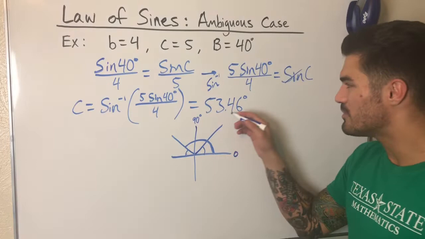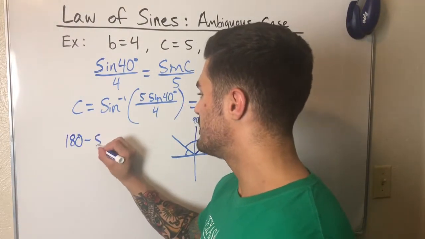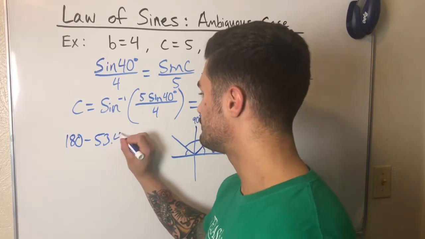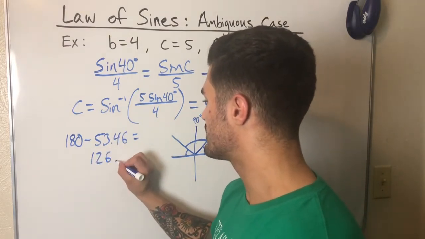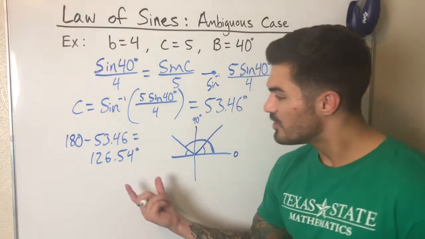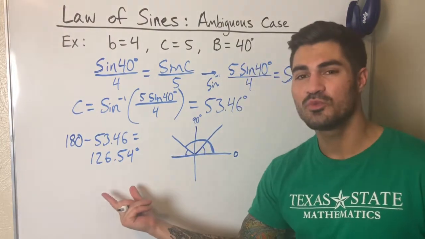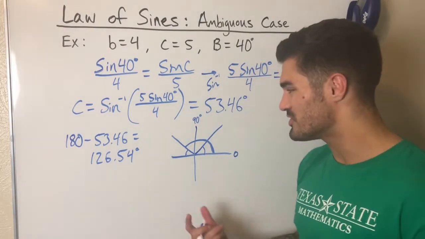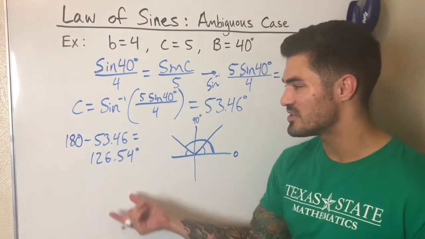Well, when we do 180 minus this angle, let's go ahead and try that. 180 minus 53.46 equals 126.54, quick maths. All right, so if this angle, when I add it to 40 degrees, is less than 180, in other words, there's room for a third angle to form a triangle, then we have two triangles. And in this case it is.